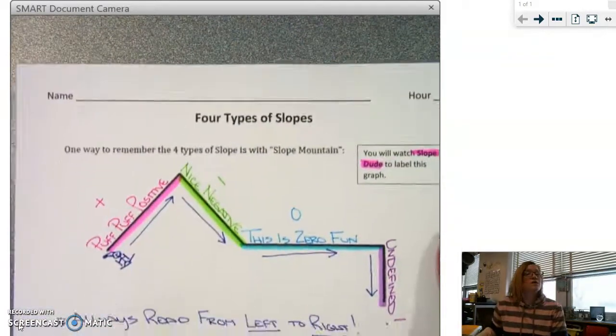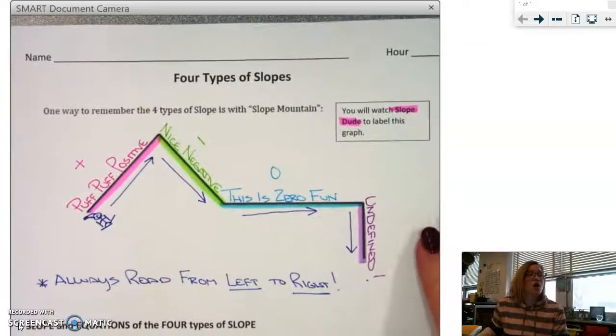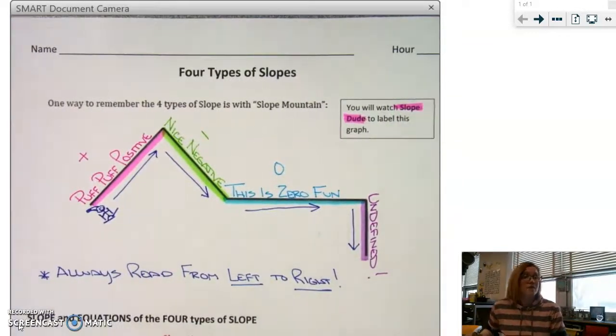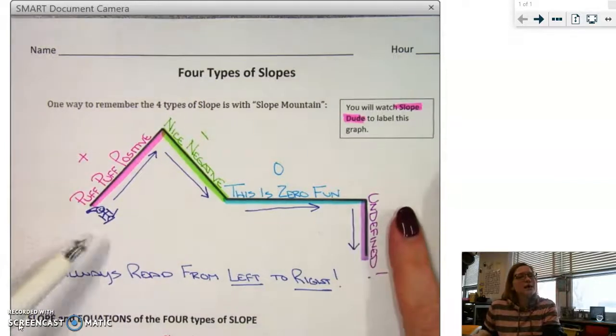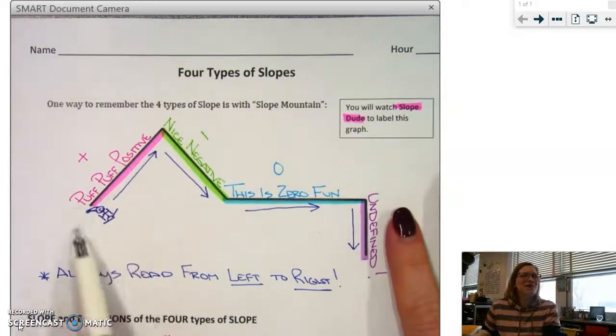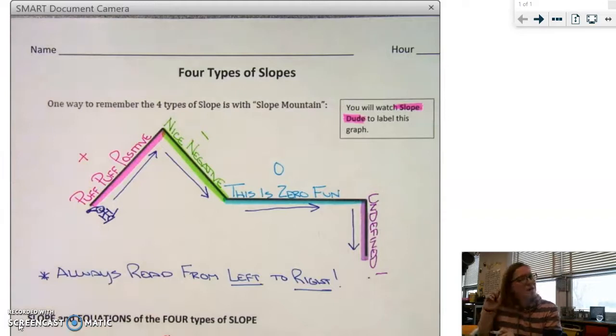All right, if you are back with me, let's take a look at what you learned in Slope Dude. This is what you should have had drawn as you watched the video. Let's quickly review, and this will give you a chance to fill in anything you might have missed. First of all, Slope Dude is all about skiing. So here's my creative way of throwing a skier on my screen.